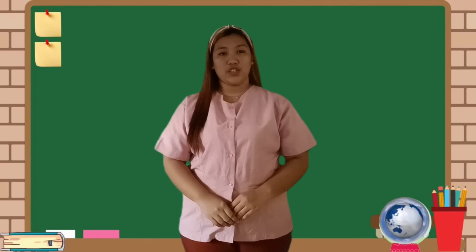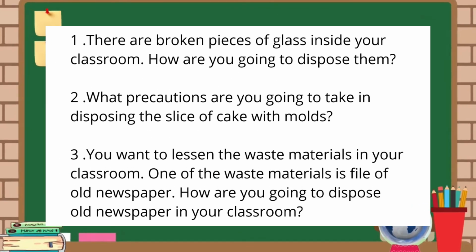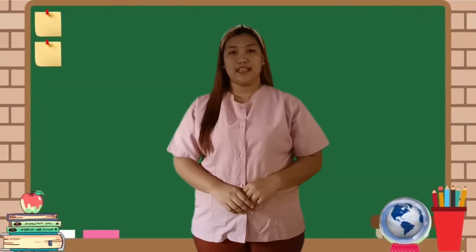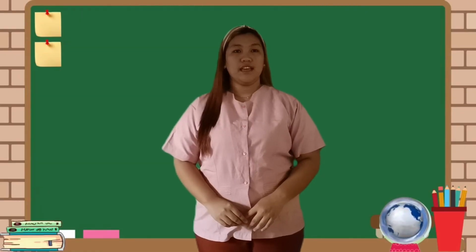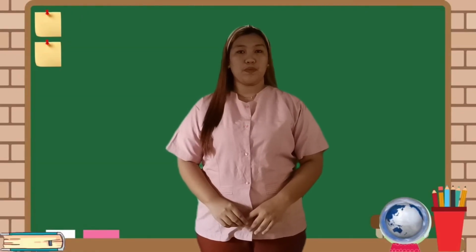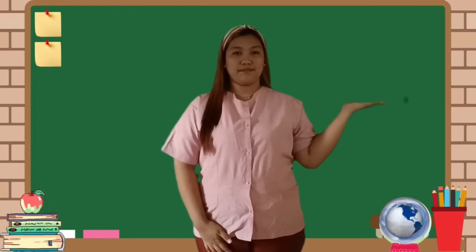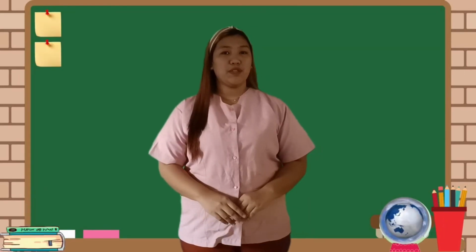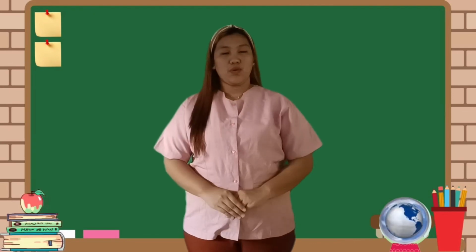For our evaluation, answer the following questions. You may answer it in this Google form link. Do you get it, class? And for our assignment, illustrate a poster that promotes proper disposal of waste. Be guided on the given rubrics. Class, you will submit your output in our group chat. Do you understand? Okay, great!